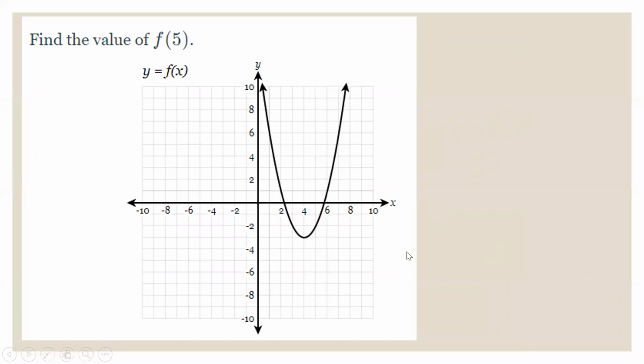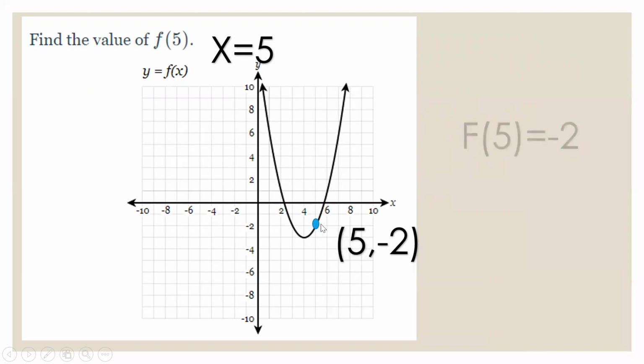All right, f of 5. So where is x is 5? That's going to be right where the coordinate point meets that graph, right there. So if my x is 5, my y value is -2, meaning that f of 5 is -2. F of 5 equals -2.